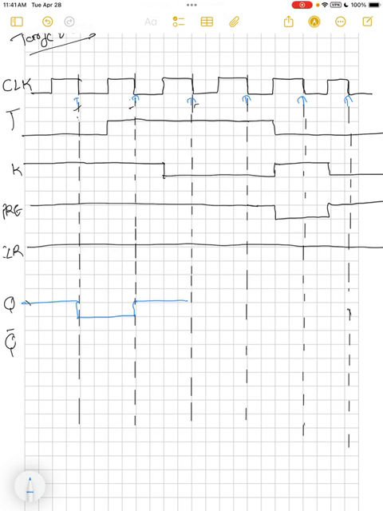At the third falling edge, J is 1, K is 0, that is the set condition. Q remains 1. At the fourth falling edge, J is still 1, K is still 0. So this is again the set condition, Q stays 1.